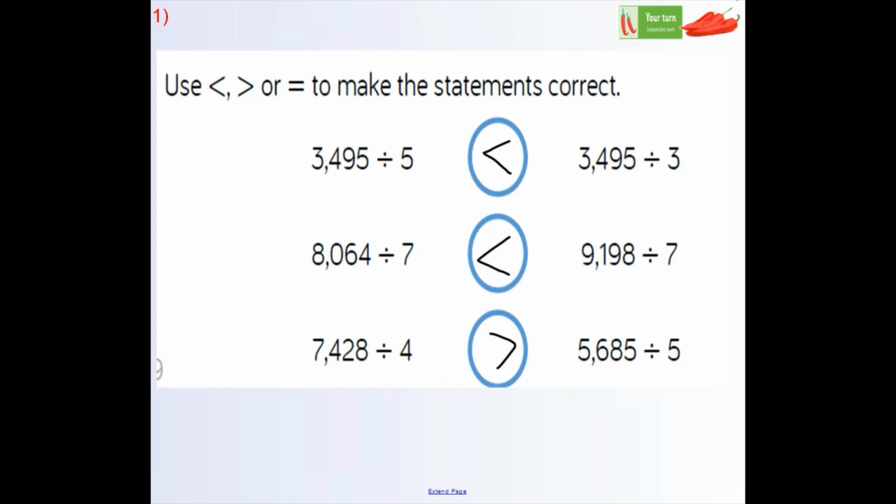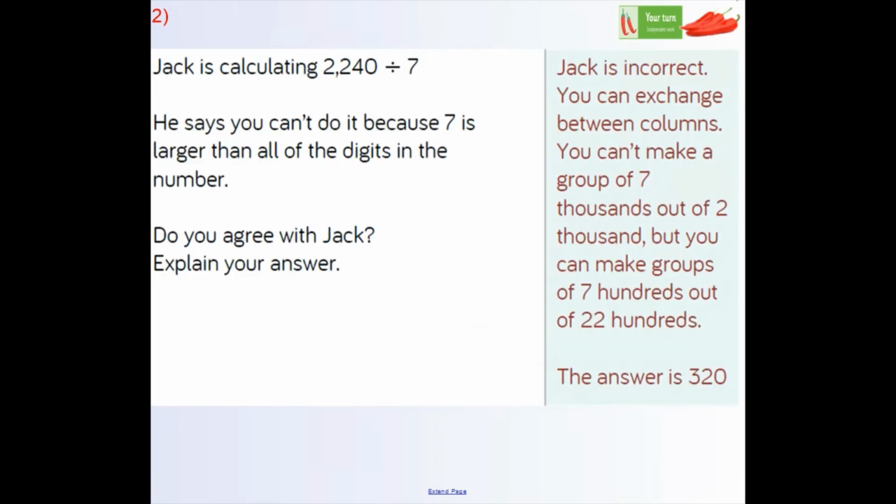Chili 3, this is your more than or less than to make the symbols correct. So this is the question that you were asked to work out the answers for. I believe that was your final question at the start. So have a look at this, pause it, see if you've got that correct. And here was the question about Jack. So Jack was calculating, I think this was your first question, 2,240 divided by 7.